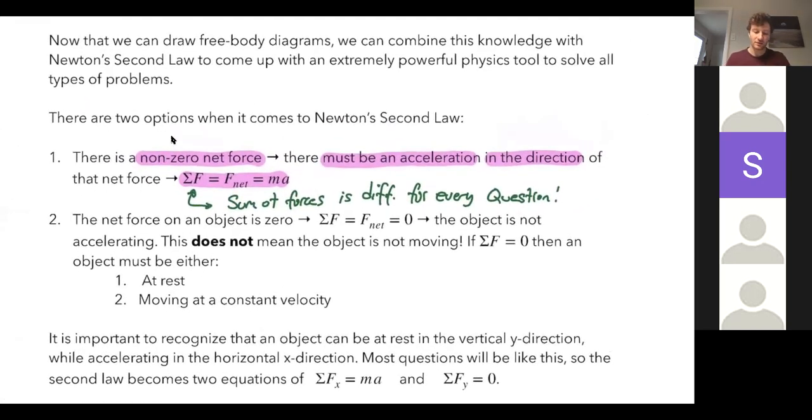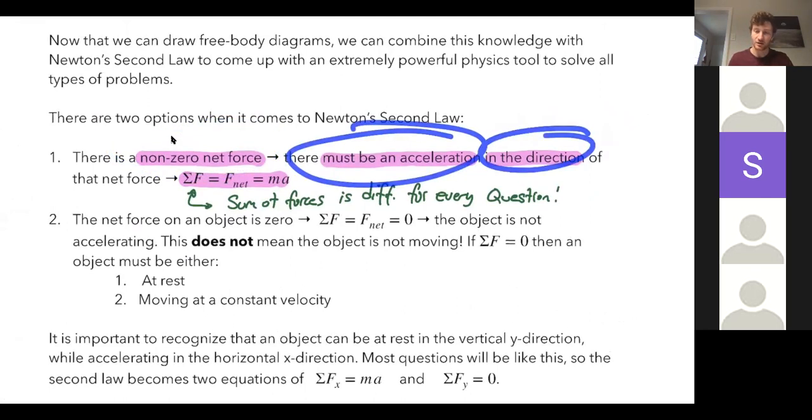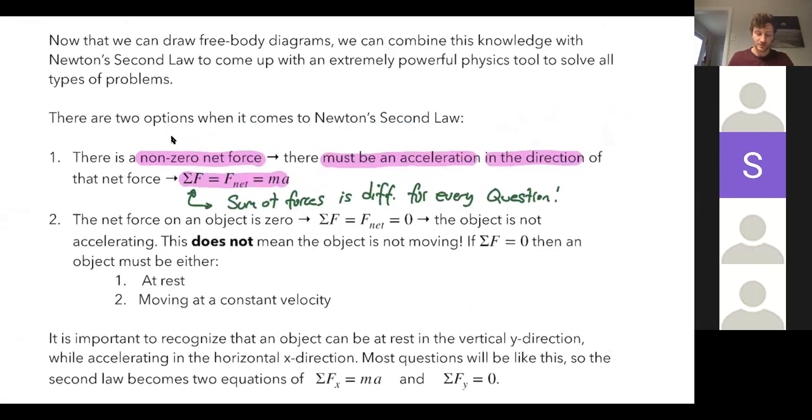So like I said, if you have a non-zero net force, you must get an acceleration in the direction of that net force, and that net force is going to equal mass times acceleration. But the sum of the forces is different for every single question. You need to draw your free body diagram first, and then get the sum of the force equation. Then whatever that is equals mass times acceleration. Always equals mass times acceleration, but this side changes.